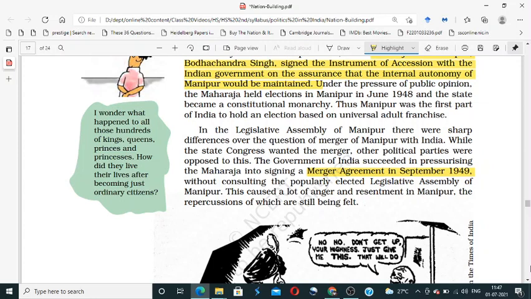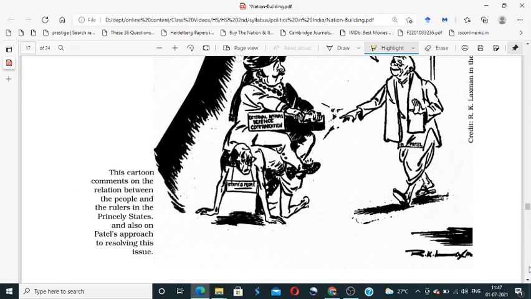But many people resented it because the elected legislative assembly of Manipur was not taken into confidence or was not even consulted. So we can see even today many groups of Manipur are fighting against the Indian Union.